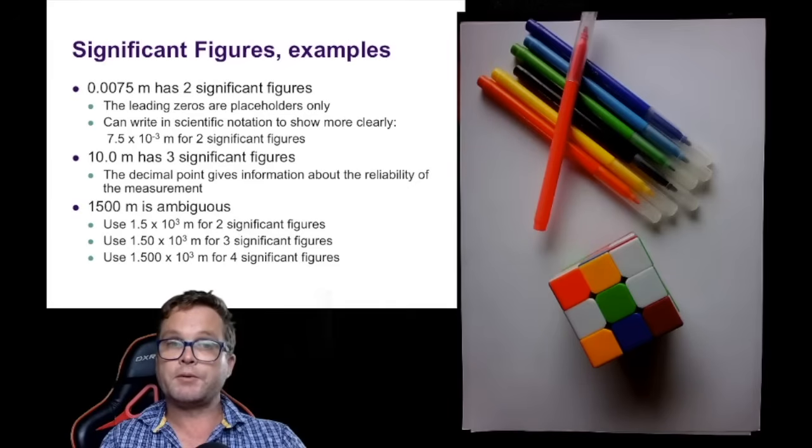So remember we spoke about the zeros either being significant or not being significant. In this case we can see that we have 0.0075. It has two significant figures. These are the 7 and the 5. And we can more clearly see that it has two significant figures by writing the number in scientific notation. If you write 0.0075 in scientific notation, then you can see we get 7.5 times 10 to the minus 3, which has two significant figures.